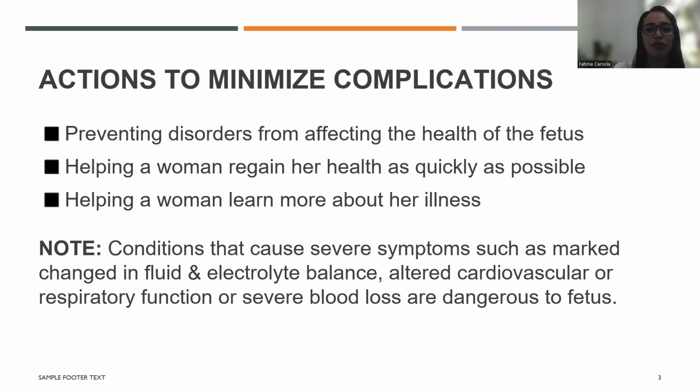Next is helping a woman regain her health as quickly as possible. So you have to help them in their recovery. And then helping a woman learn more about their illness. For example, if they have a comorbid condition or a complication during pregnancy, given the chance that they will have those, they will have to understand what to do and the things that should be avoided for the child not to be affected by these complications felt by the mother during pregnancy.